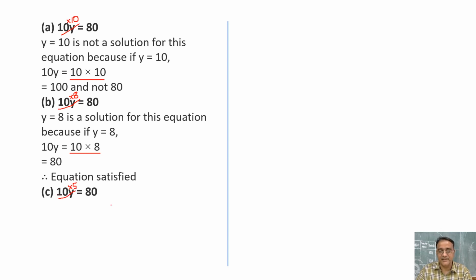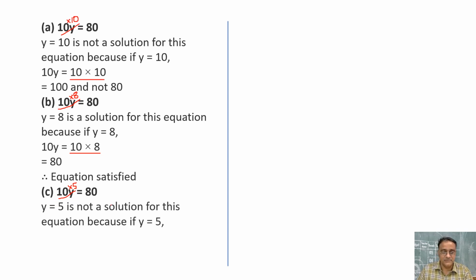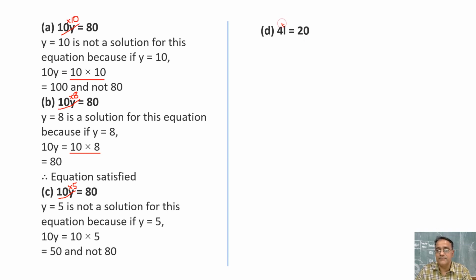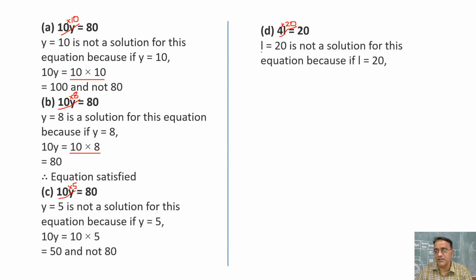50, which is not equal to 80. So therefore y = 5 is not a solution for this equation. Okay? Next, 4l = 20 and the value of l is given as 20. Look carefully, if we substitute 20, what are we getting? 4 into 20, 80. Which is not equal to 20. So therefore l = 20 is not a solution for this equation.